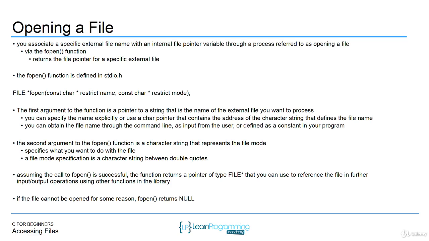Assuming the call to fopen is successful, it will return that file pointer, all caps. And then you can use this file pointer to call other input-output functions in the standard I/O header. We're going to go through those when we go through reading and writing. Or you can also get the position using that pointer to change the position of where you are in the file. If the file cannot be opened for some reason, fopen is going to return null. So what this means is, before you start doing any reading or writing, make sure that the pointer is not equal to null. Another if check.